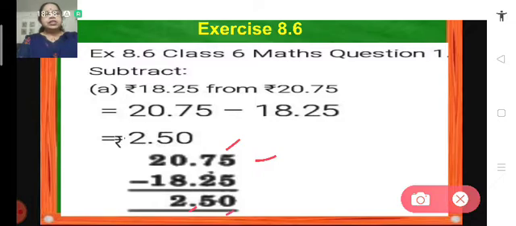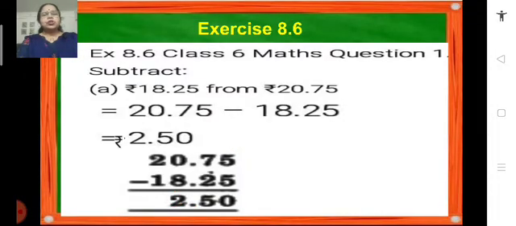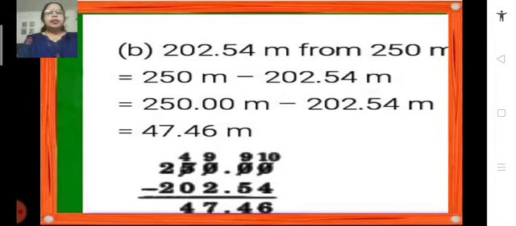5 minus 5 becomes 0. Then we move on to tenths place. 7 minus 2 becomes 5. Then we put the decimal point, move on to ones place. In ones place we have 0, so we borrow 1 from tens. So it becomes 10, and 10 minus 8 becomes 2. And here nothing is left because 1 we have borrowed. So 1 minus 1 becomes 0. So what is the answer that we get? It is 2.50.